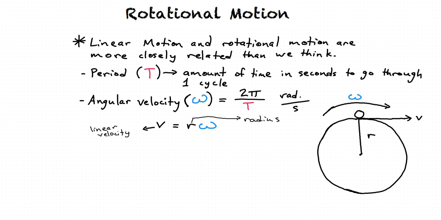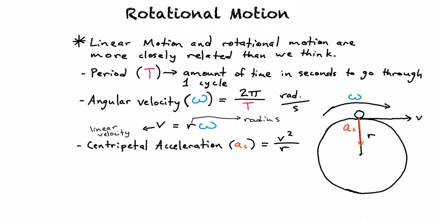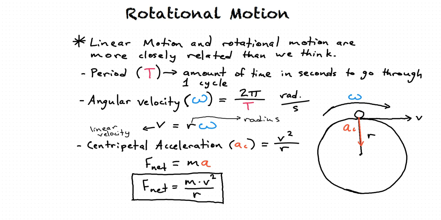For an object in rotation, the linear velocity vector is tangent to the circle, and the linear acceleration vector is pointed towards the center of the circle. It is actually called centripetal acceleration, and there is always a centripetal acceleration present when an object is in rotational motion. Centripetal acceleration has the formula a_c equals v squared over r. When doing a force analysis and the net force equation for Newton's second law, we substitute v squared over r in for a, so F net equals m times v squared over r.